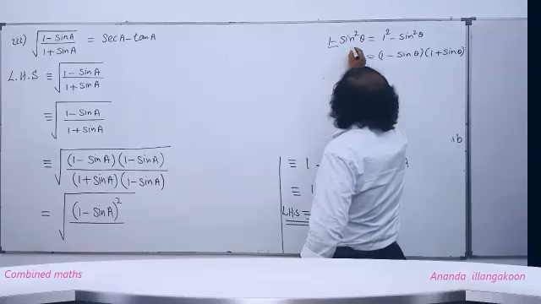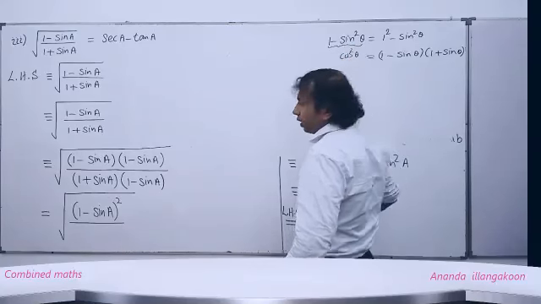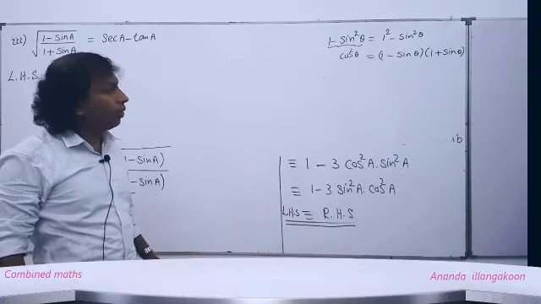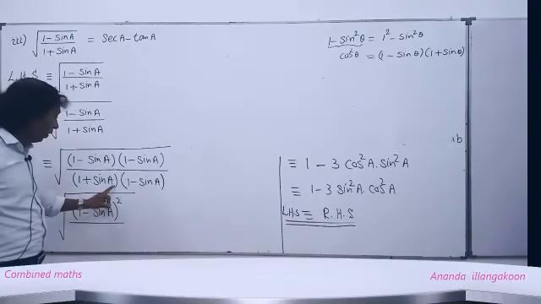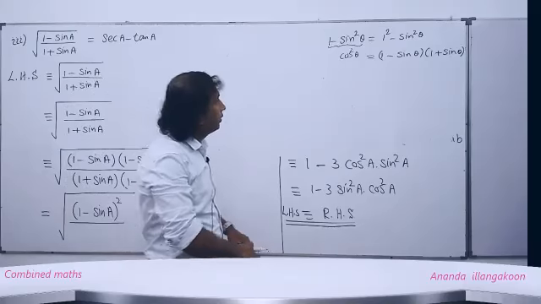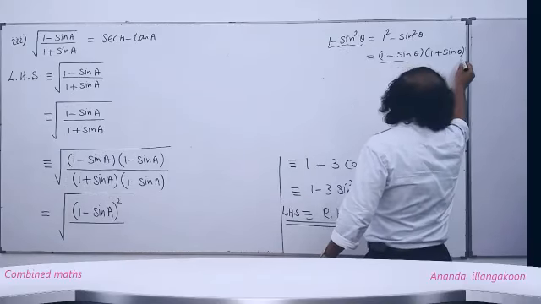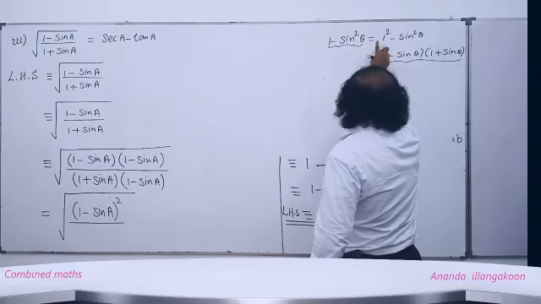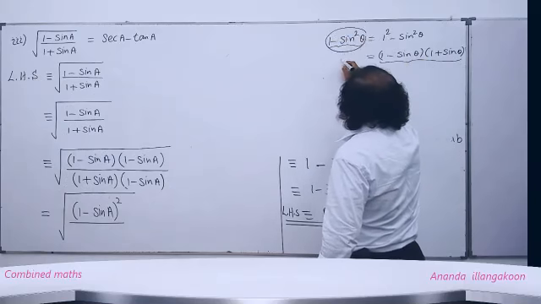And you know this 1 minus sin squared theta, people, we know it is cos squared theta. So 1 plus sin A into 1 minus sin A is nothing but this one. 1 minus sin theta into 1 plus sin theta is really this, and on the left hand side, this is nothing but cos squared theta.